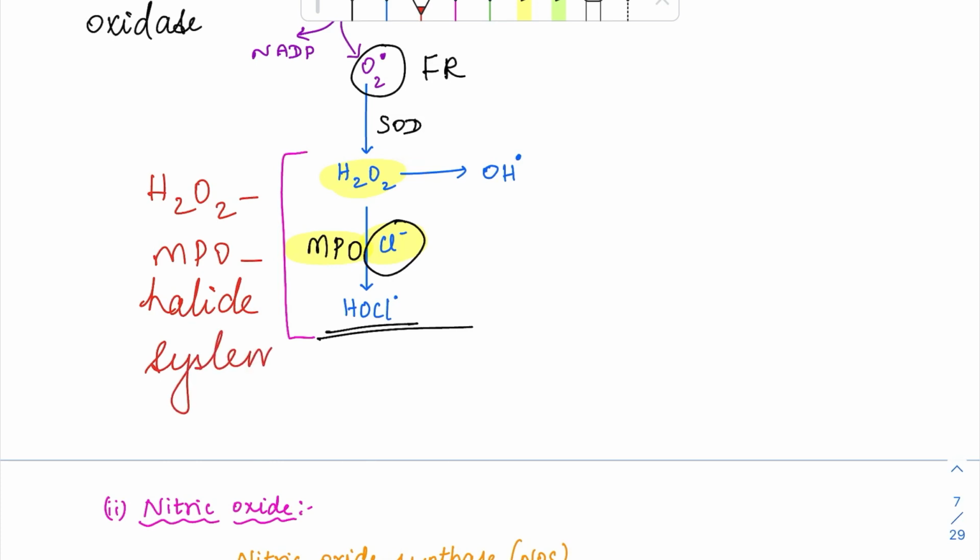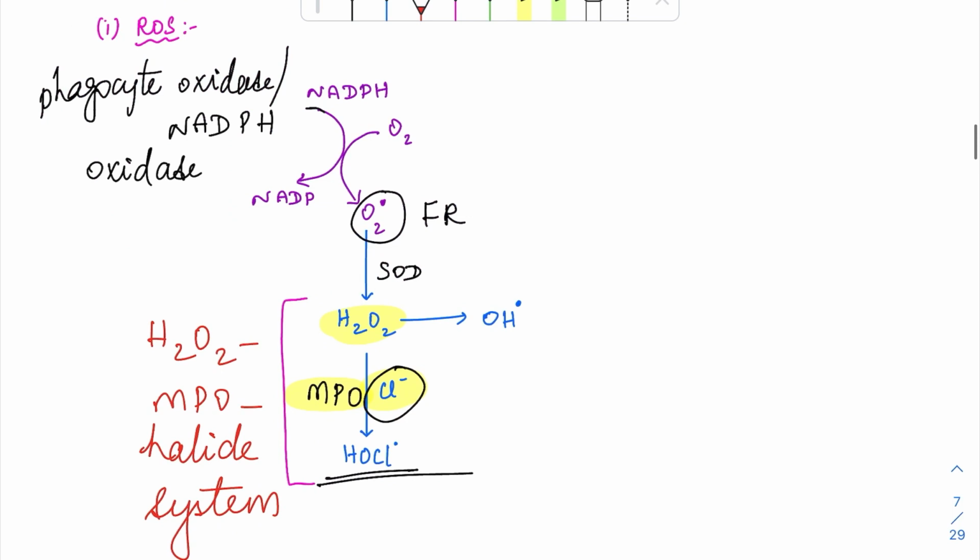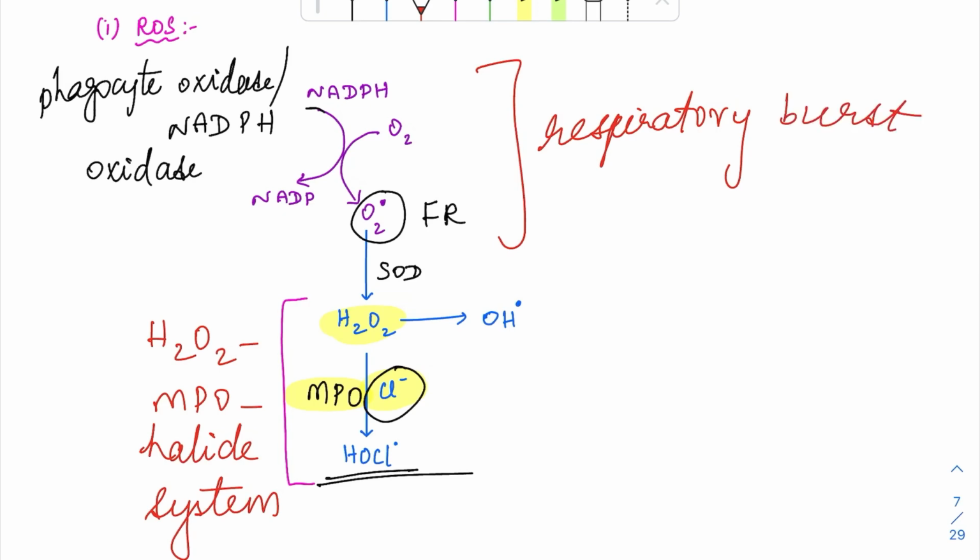So this is a very potent antimicrobial system. This process in which this NADPH oxidase is causing the formation of the superoxide is termed the respiratory burst. So this happens inside the phagocytic cells like neutrophils and macrophages.